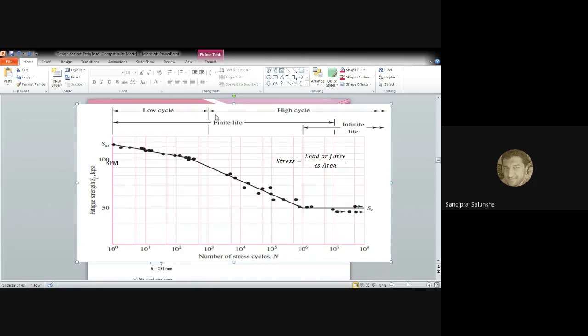So S is used for the stress and N is used for the number of cycles, and that's why it is called as SN curve. Okay, so we are going to mention stress on vertical axis, that is y axis, versus we are going to mention number of cycles on x axis.